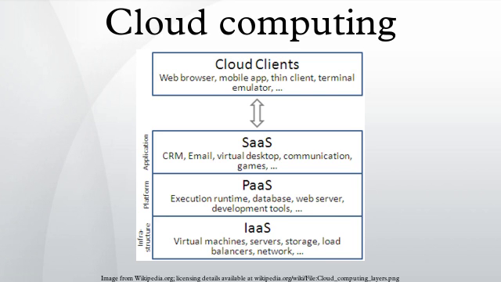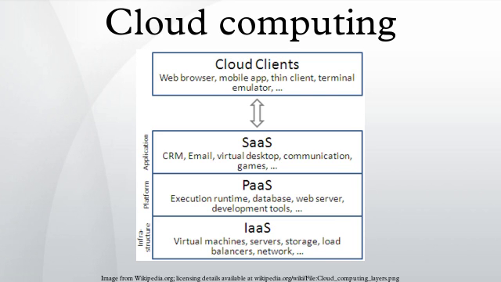To deploy their applications, cloud users install operating system images and their application software on the cloud infrastructure. In this model, the cloud user patches and maintains the operating systems and the application software. Cloud providers typically bill IaaS services on a utility computing basis. Cost reflects the amount of resources allocated and consumed.